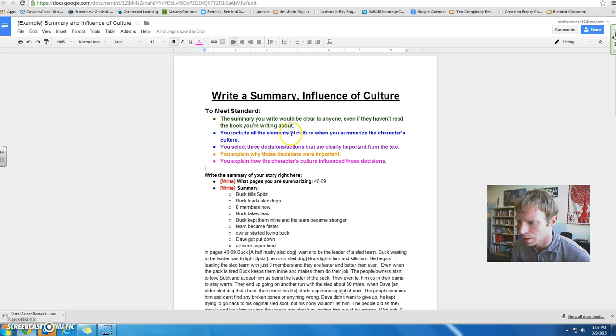You need to include all the elements of culture when you summarize the character's culture. So you're going to summarize the culture of the character in the book you're reading. You're going to select three decisions or actions that are clearly important that they did in the text. You're going to explain why those are important decisions. And you're going to explain how the character's culture influenced those decisions.